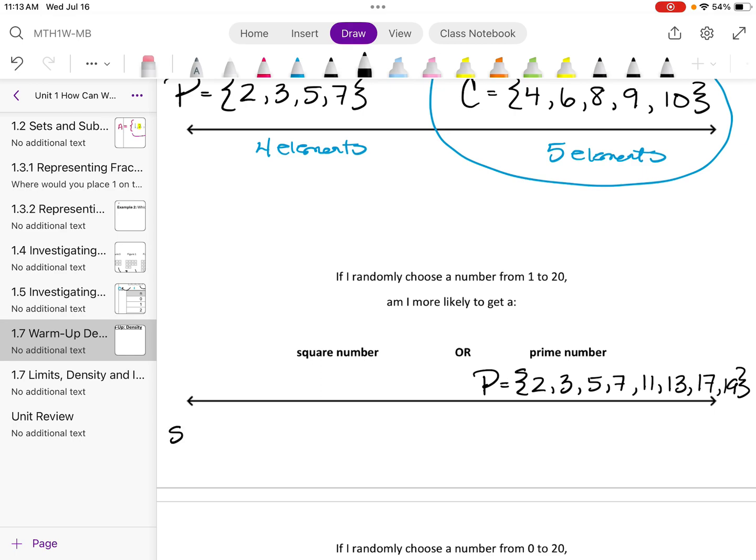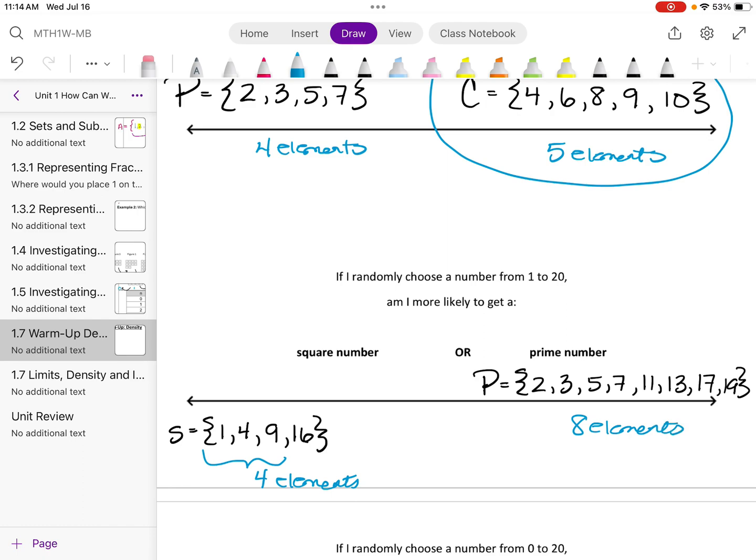Square numbers, so those are the numbers that if I, for example, went 1 squared, 1 is a square number. 2 squared is 4. So 4 is a square number. 3 squared is 9, so that's a square number. 4 squared is 16. And then 5 squared is 25. That's too big because my list is only 1 to 20. So when I look at this list, I've got 4 elements. And here I've got 1, 2, 3, 4, 5, 6, 7, 8 elements.